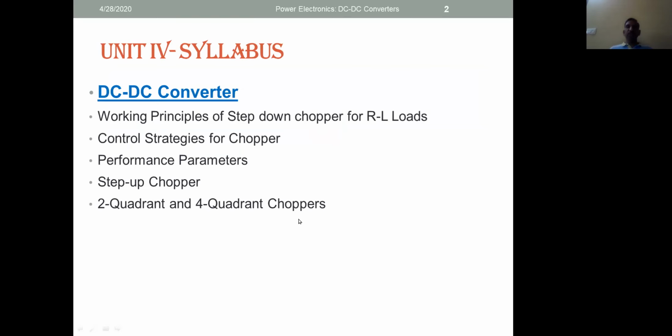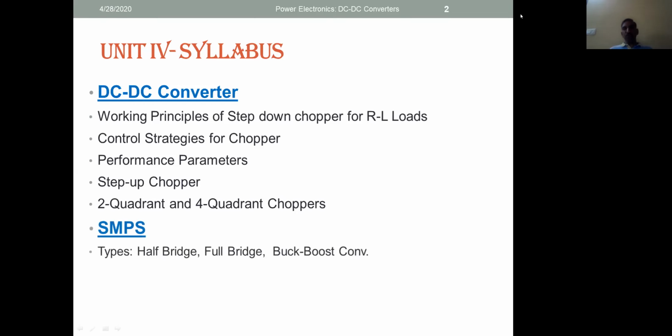of buck converter, buck boost converters for R and RL loads, control strategies for these choppers, how to measure the performance using performance parameters, then boost converters, specifically step up choppers, followed by 2-quadrant and 4-quadrant choppers, means choppers which work in 2-quadrant, either first and second or second and third, and 4-quadrant chopper which operates in all 4 quadrants.